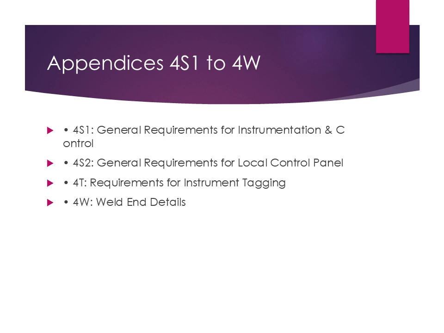Appendix 4S1 outlines the general requirements for instrumentation and control. This appendix covers the overall guidelines for instrumentation systems. Next, Appendix 4S2 focuses on the general requirements for local control panels, ensuring these panels meet the required standards. Appendix 4T covers the requirements for instrument tagging. This appendix explains how instruments should be labeled and identified.